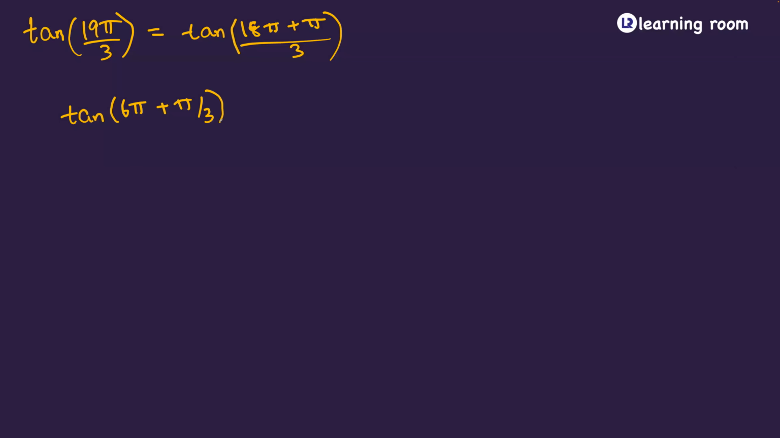6 pi means how many rotations are over? Complete. So what is the answer? Which quadrant are you landing in? First quadrant. So it will be tan of pi by 3 itself. Answer will be root 3. Clear? Next one. So you have the questions in this 3.2 exercise. You can go.